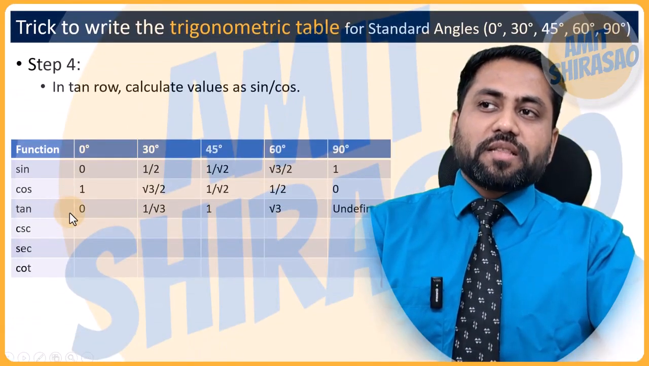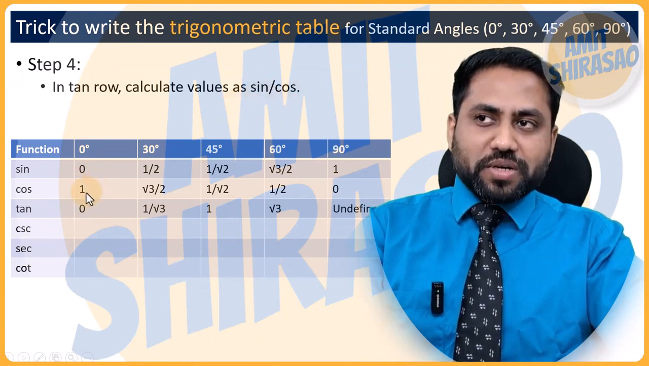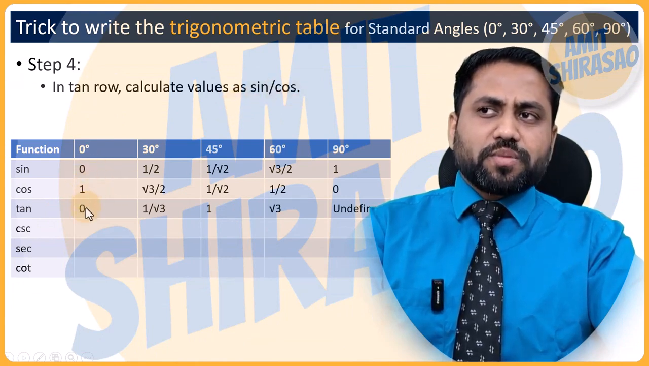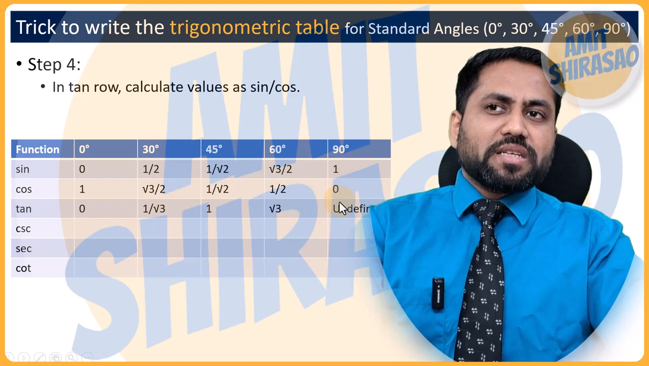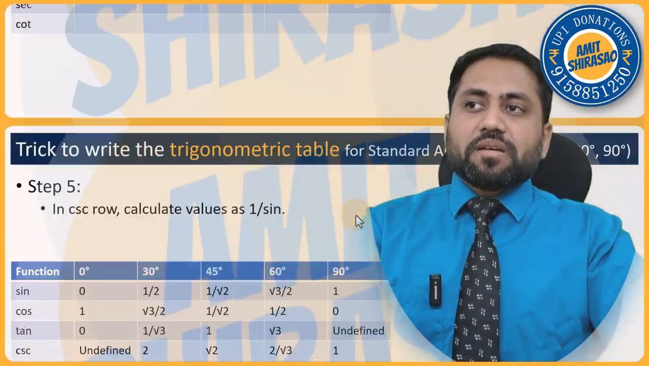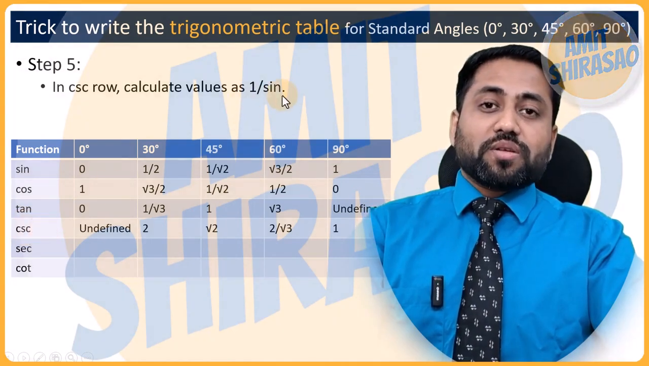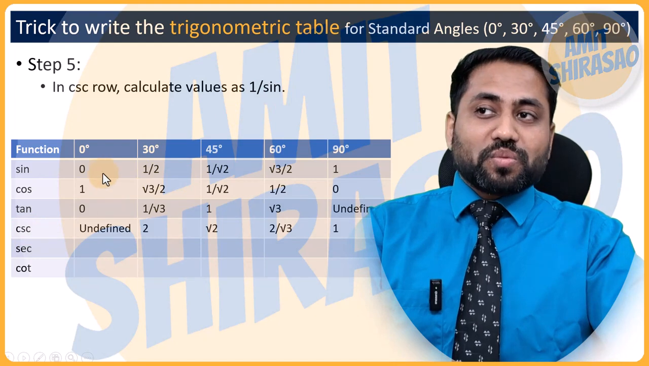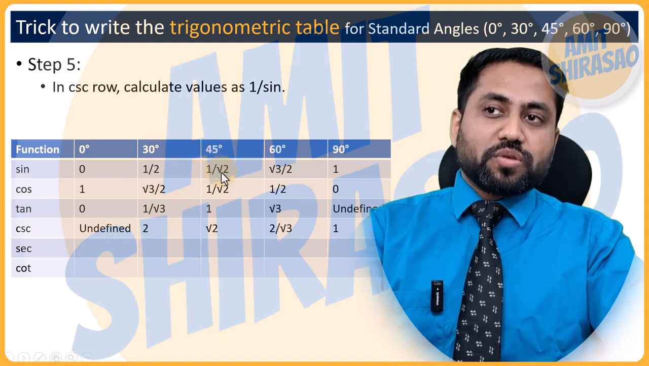Tan is what? Tan is just the ratio of sine and cos, right? So just divide it right away. 0 divided by 1 is 0. This divided by this is 1 by root 3. It's very basic, right? You can do that. And anything divided by 0 is undefined, right? So this will be undefined. Then for cosec, you must remember that cosec is equal to 1 upon sine, right? So just do 1 upon sine. So 1 upon 0 is undefined, 1 upon half is 2, 1 upon 1 by root 2 is root 2, and so on.